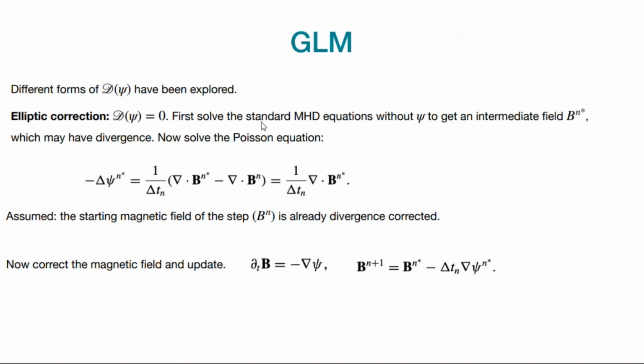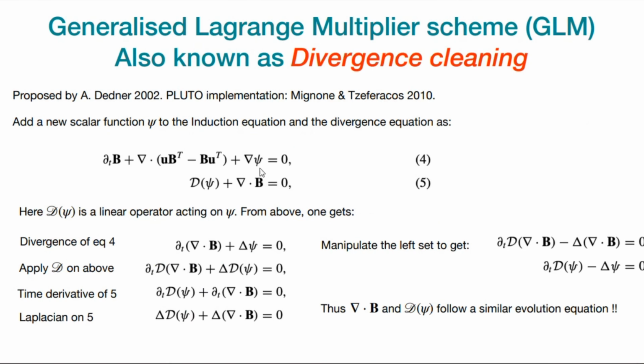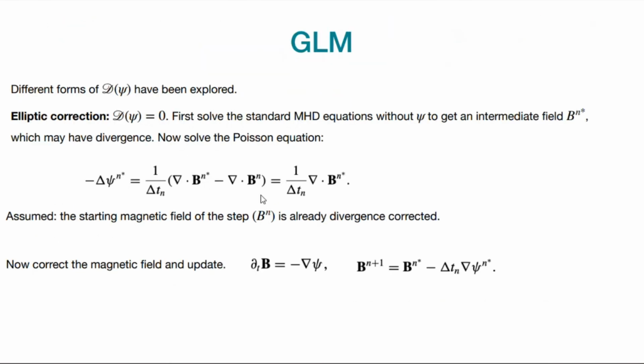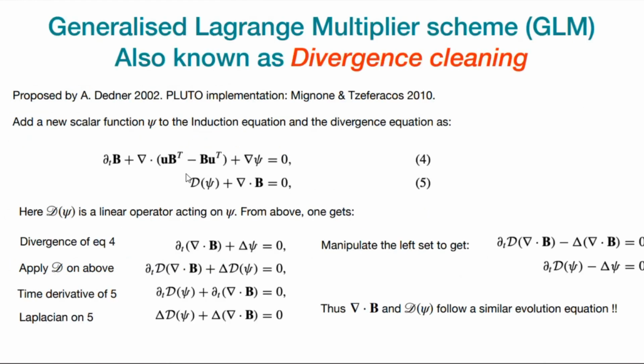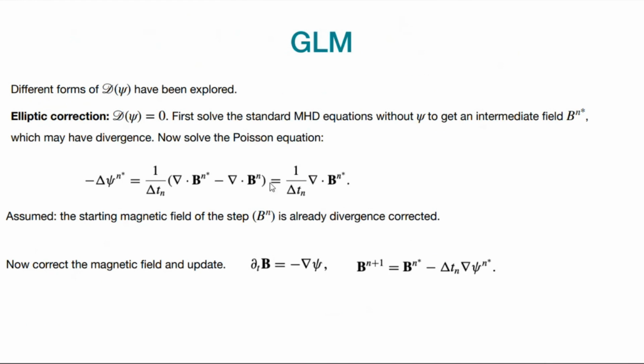Okay, so now you first solve the standard set of MHD equations without caring about the divergence. You get a Bn star. Now this may have errors, so you have to correct for it. What you do then is you solve this equation, a Laplacian or a Poisson equation. So you get the divergence of Bn star minus the divergence of Bn, and essentially you arrive at it from this equation. So you take a divergence here, and you get a term like this.